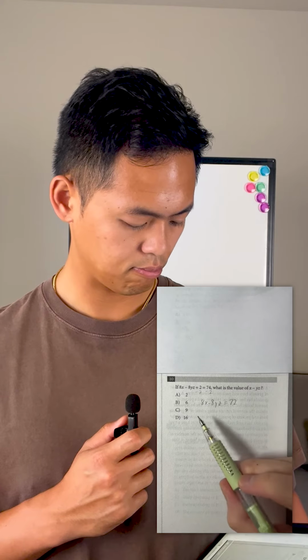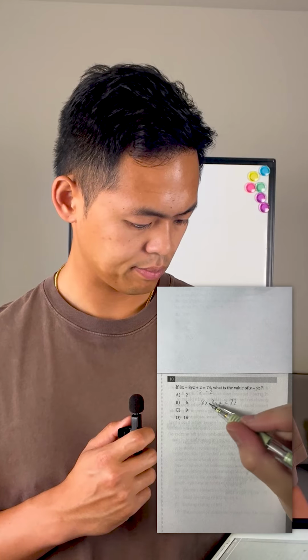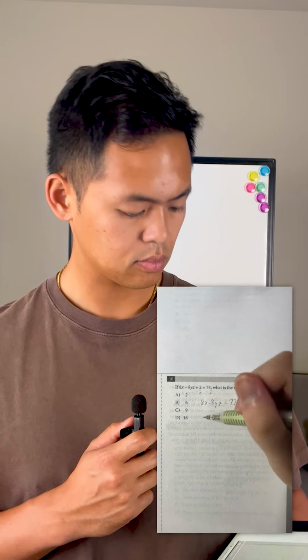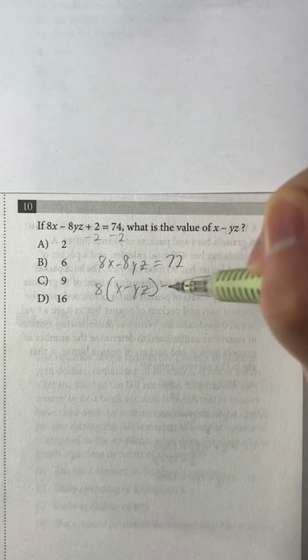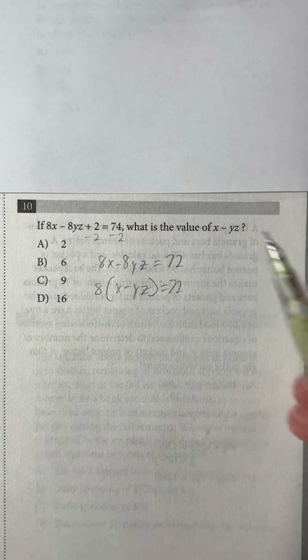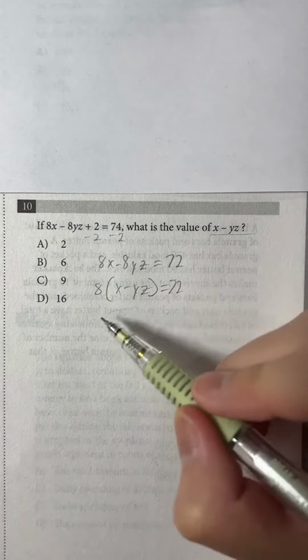And then we can see that 8 is a common factor among these two terms. So what we can do is factor out the 8. And that will then give us 8 times (x minus yz) equals 72. And so then we can see that we have x minus yz here and x minus yz here. So we just have to get rid of the 8.